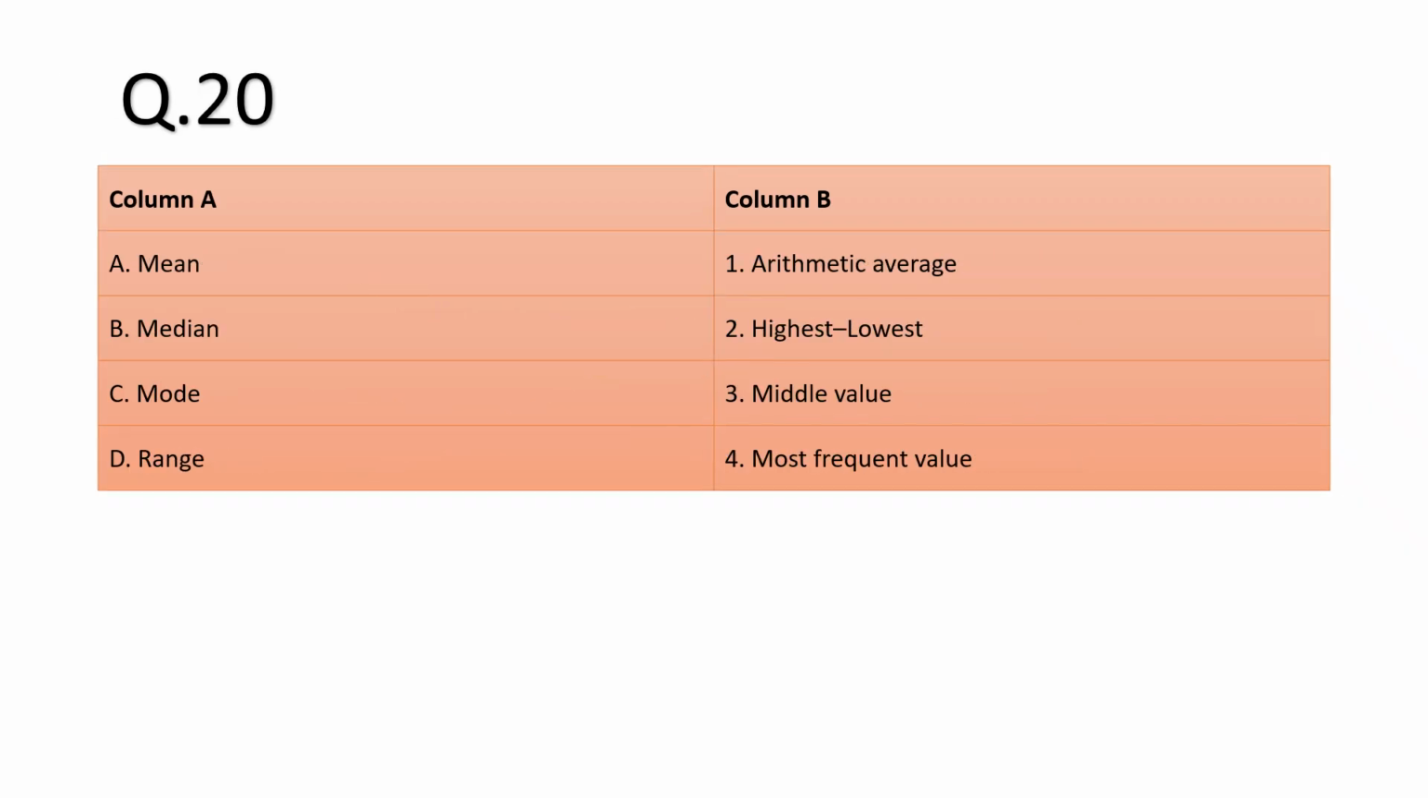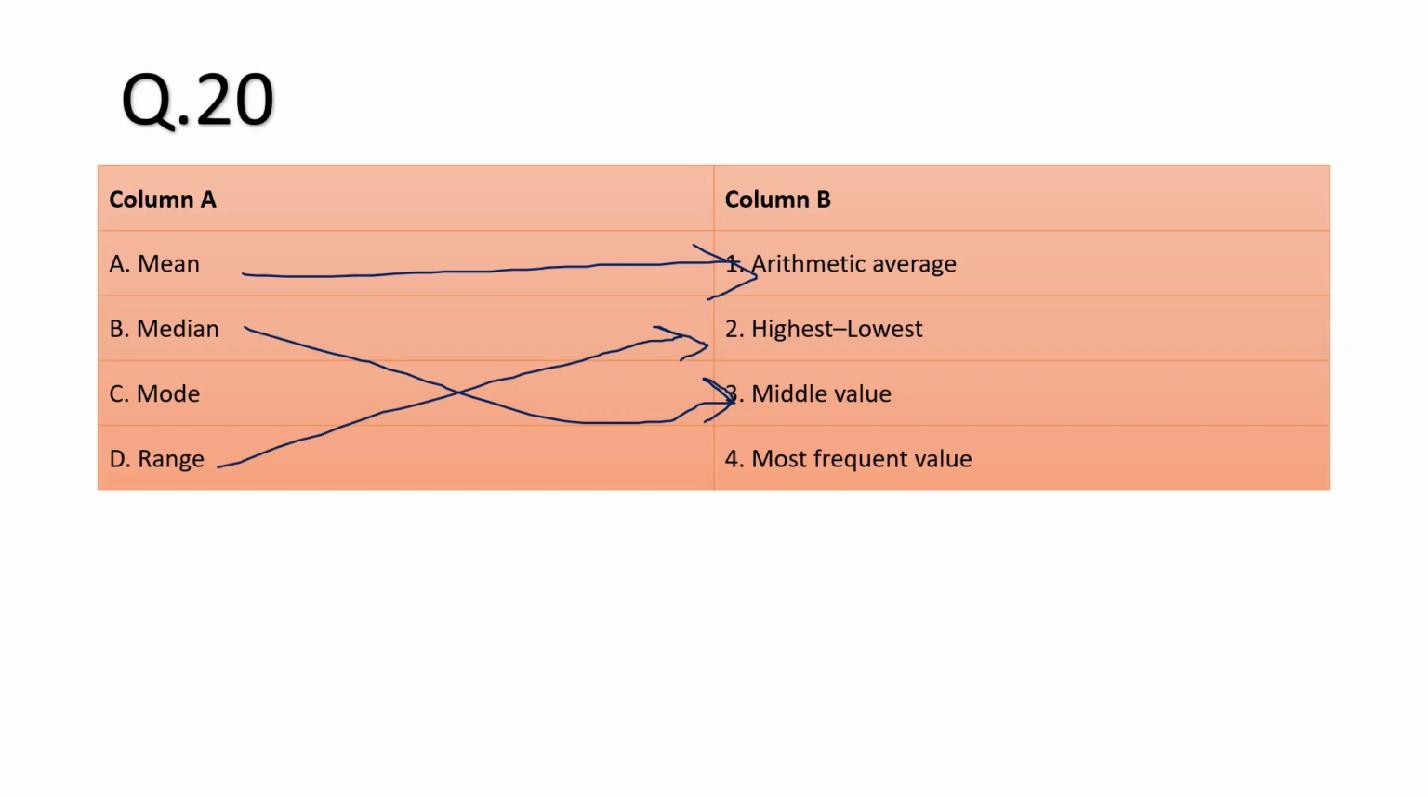Next, last match the column question we have in this video based on statistics. Mean is arithmetic average, median is the middle value, range is highest minus lowest, mode will remain. What is mode? Most frequent value.